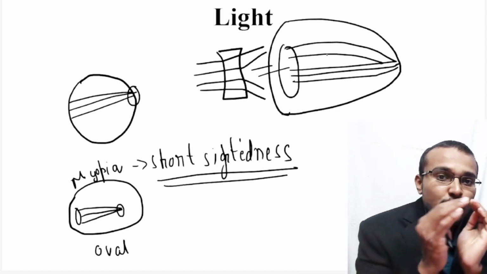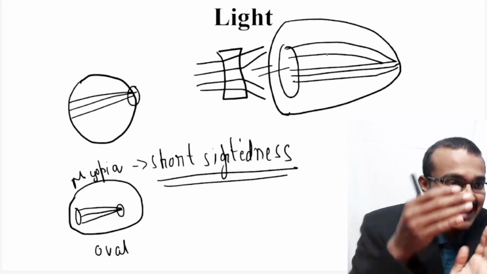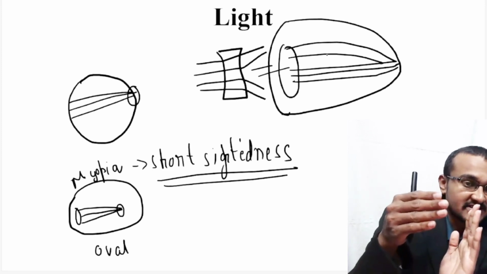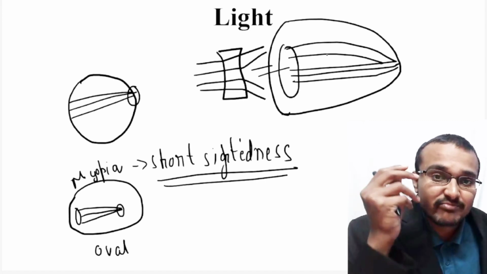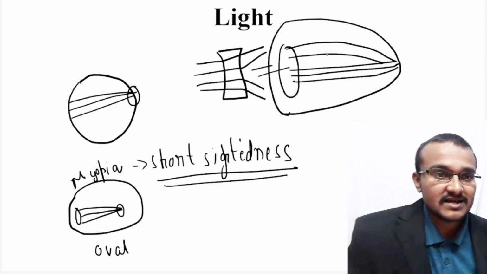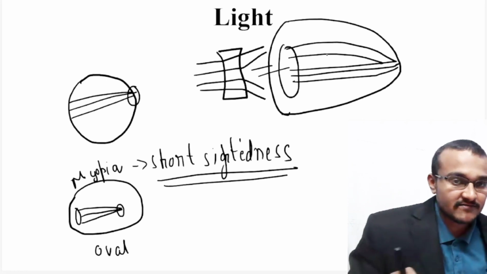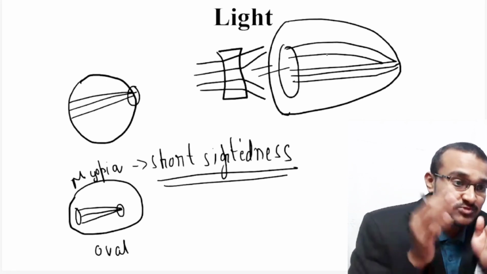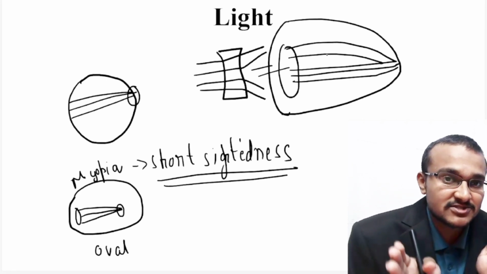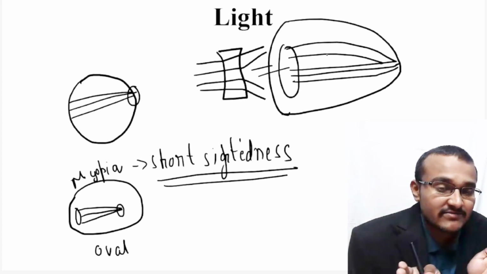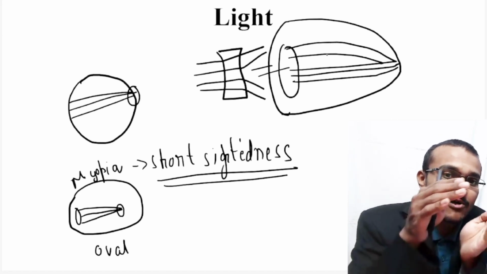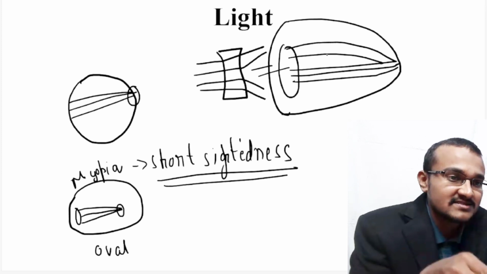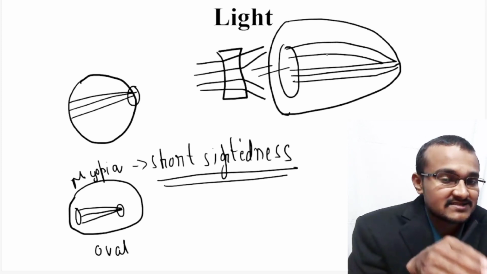So based on how much oval the eyeball is, that much amount of correction is given by the concave lens. Hence it is known as minus powered lenses, because there will be much more divergence of light, so that when the convergence of light happens inside the eyes, it will fall perfectly on the retina. Hence this particular correction lens is a concave lens.